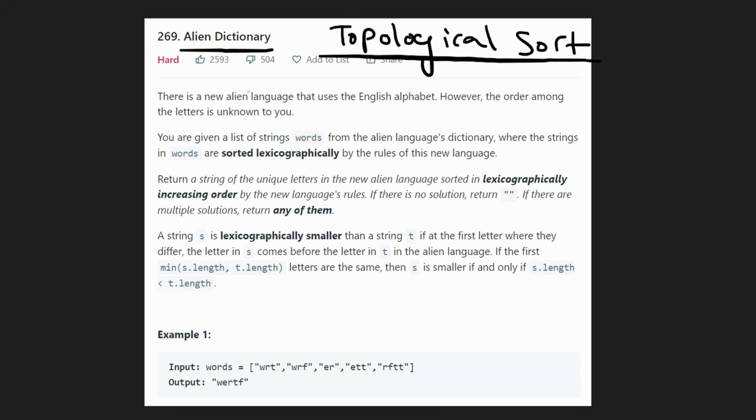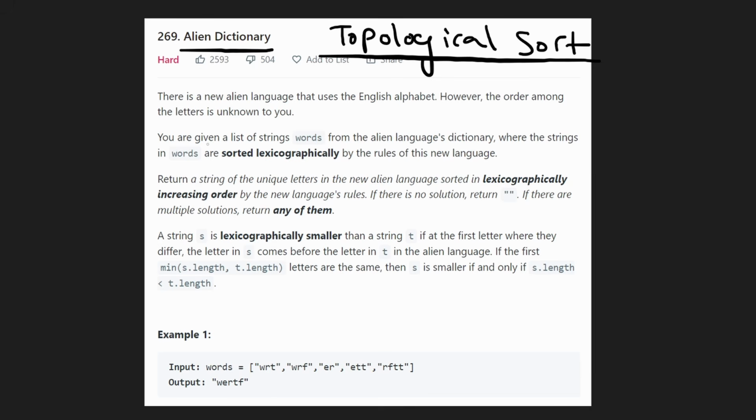So the premise is we're given a new alien language that uses English alphabet letters. So it's going to be basically lowercase a to lowercase z, but the ordering of these characters is unknown to us. Now we know in regular English, the ordering is basically A, B, C, all the way to Z, right? This is the order, there's 26 characters, but basically they're saying that now we have a different ordering of these characters and the goal for us is to try to figure it out.